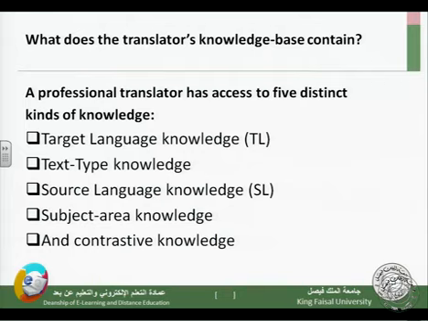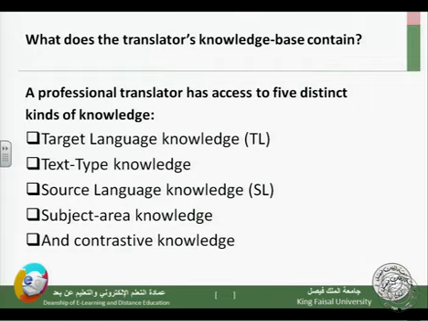Then you have to know the source language knowledge. In other words, you are an Arab, then in this case you have to have knowledge of the Arabic language, the source language knowledge. If you want to translate from Arabic into English, Arabic is the source language and English is the target language.